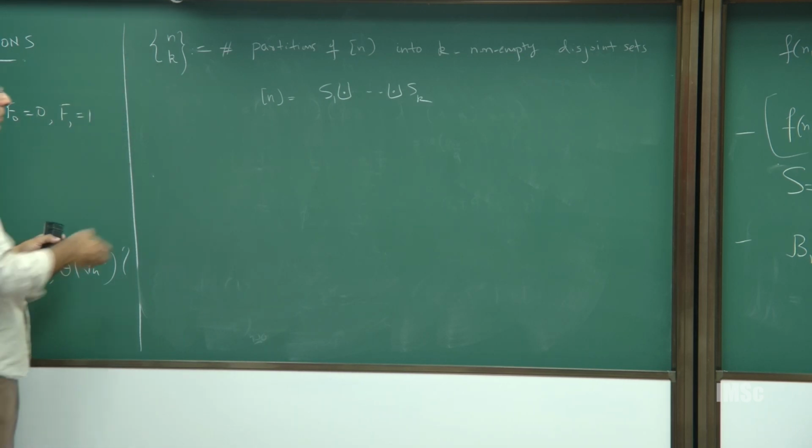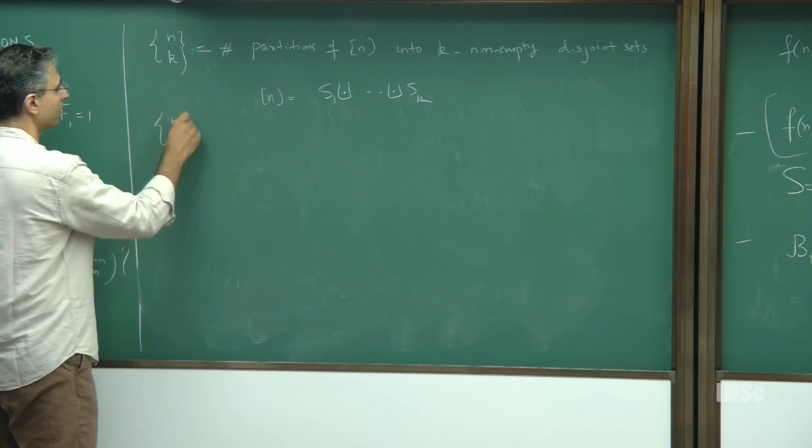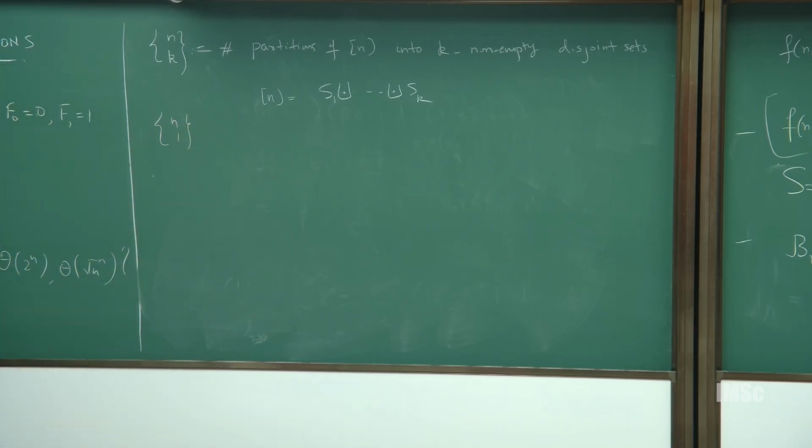For example, what is n curly 1? In how many ways can you partition a set of size n into, yes, only one set, that set itself. So, this is 1.